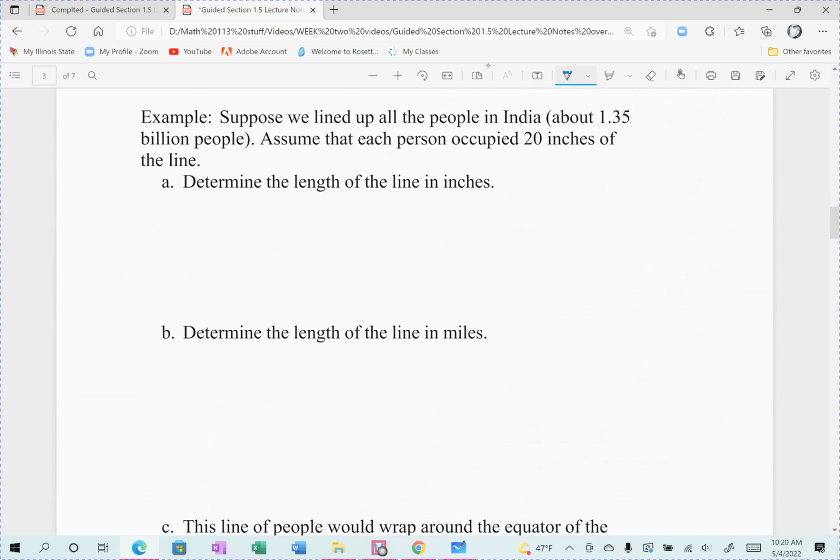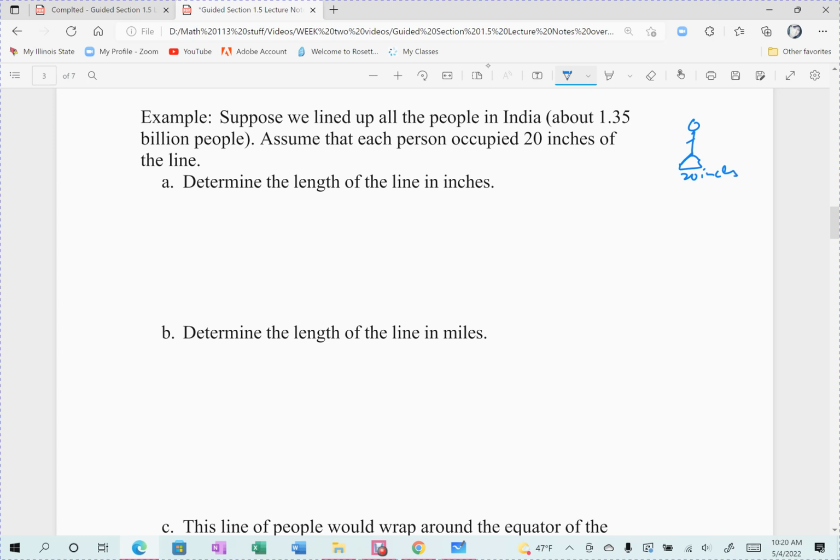So this is kind of a throwback. Large numbers with conversions. All right, so suppose we line up all the people in India. All right, so India is a very large population. There's 1.35 billion people approximately in India. Assume that when they're standing, so we're assuming standing rate, that they occupy about 20 inches of space, right? That's it. So again, you've got somebody standing, and they're occupying 20 inches.